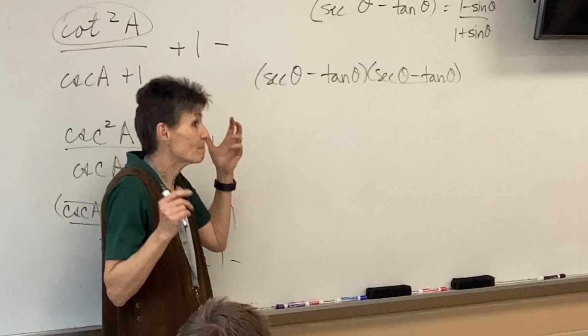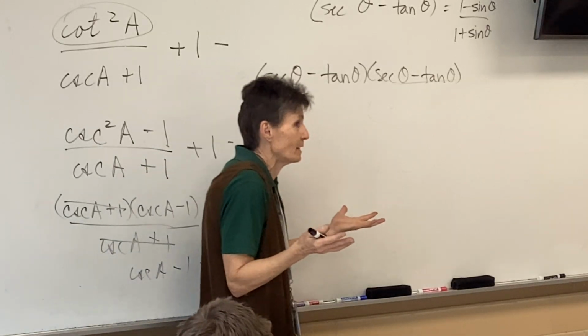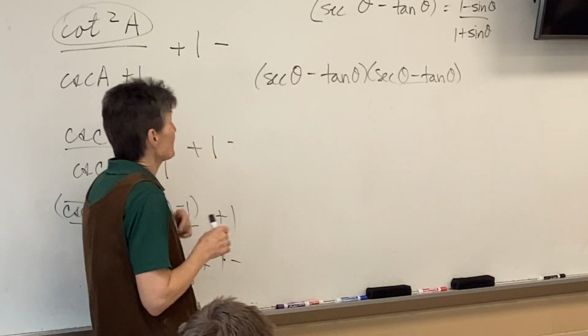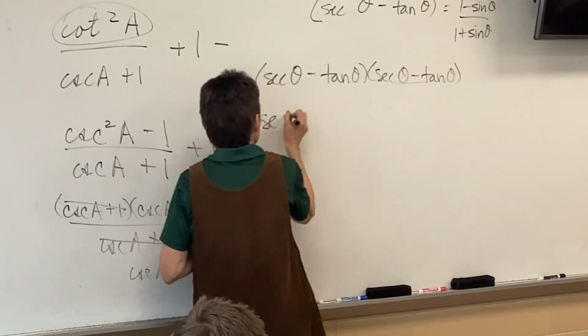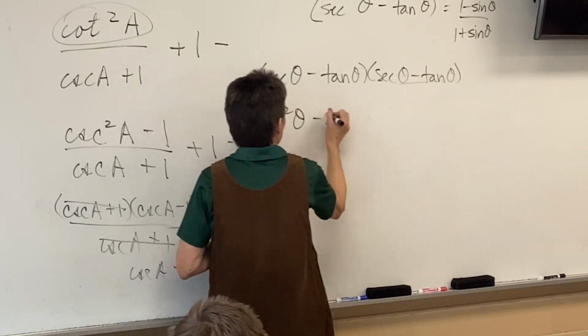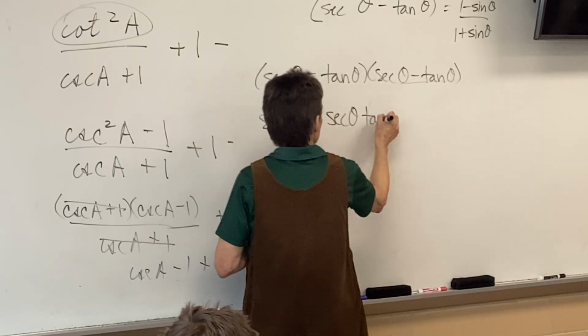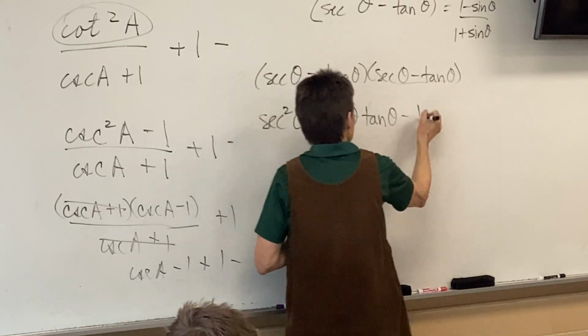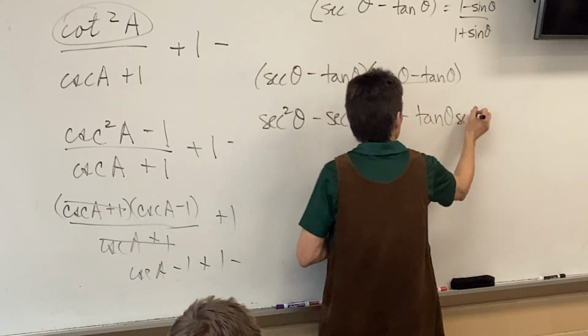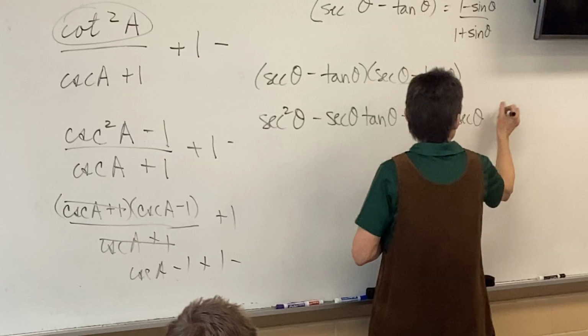And I might be able to do some kind of replacement, like I did over here with the squares, but let's see. So we have secant squared minus secant tangent minus tangent secant plus tangent squared.